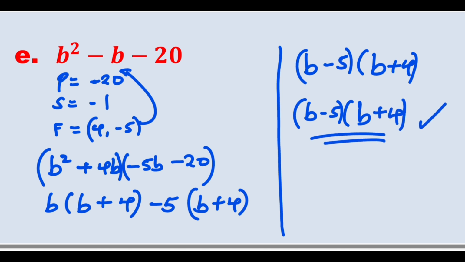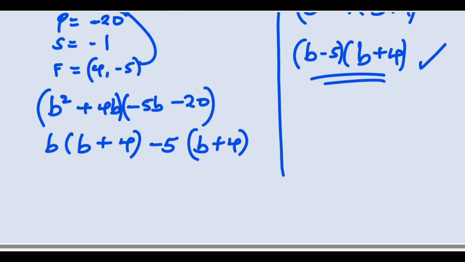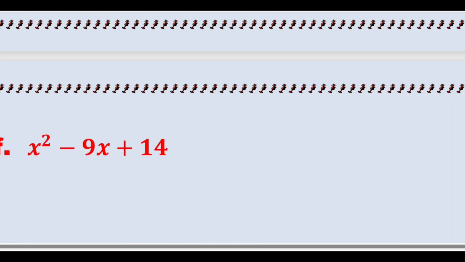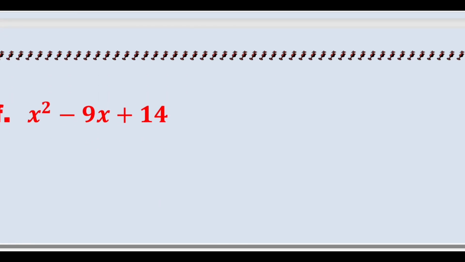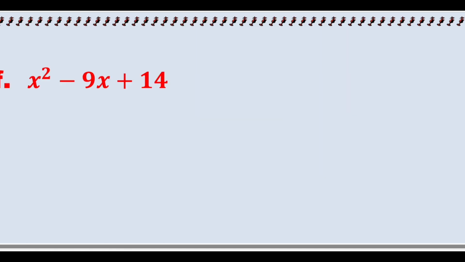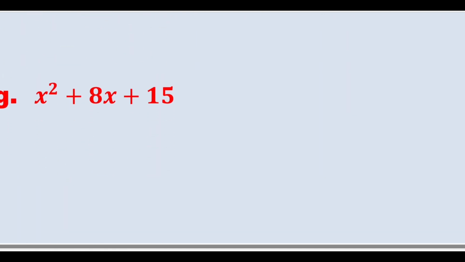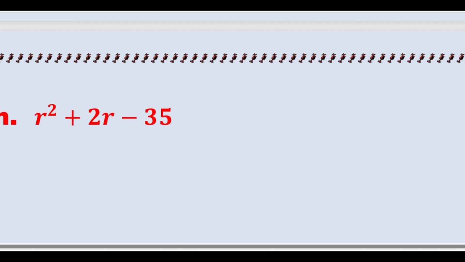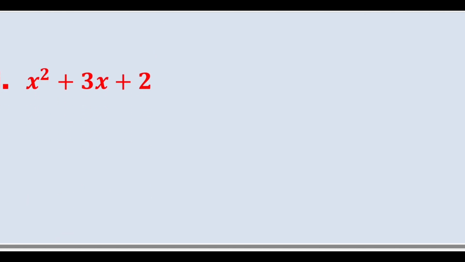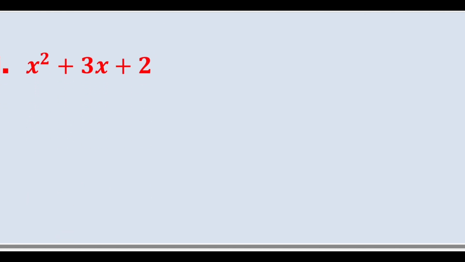Correct. Now that marks the end. So I want you to try the following. x squared minus 9x plus 14, factorize that. The next, x squared plus 8x plus 15, try to factorize that. The next, r squared plus 2r minus 35. Finally, x squared plus 3x plus 2. Try to factorize that and comment with your answer.